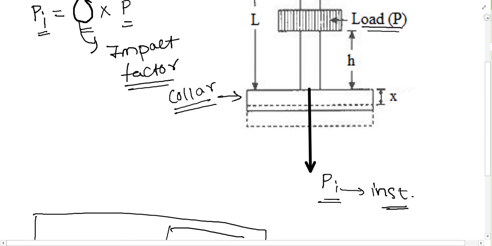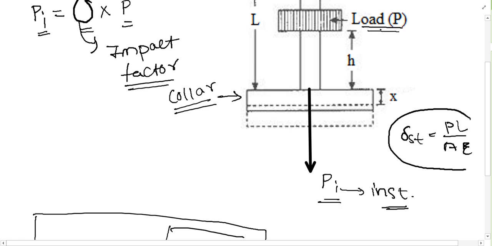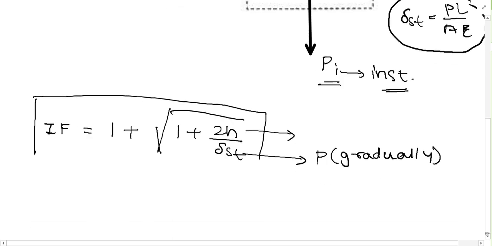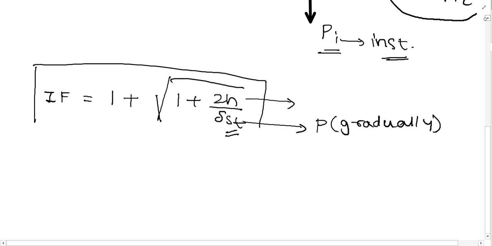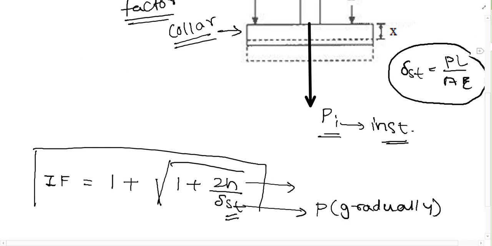Now if this load P would have been acting on this element gradually, then we know that the elongation of that bar, delta static, would have been equal to PL by AE. So this delta static we have to use here to find out the impact factor. I think you must have understood the concept of impact factor.